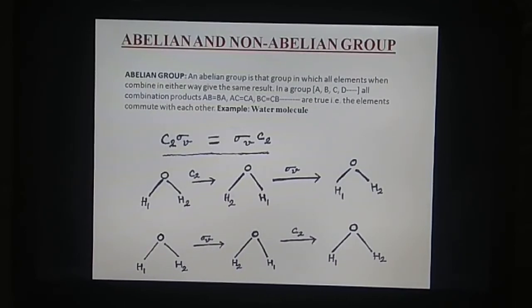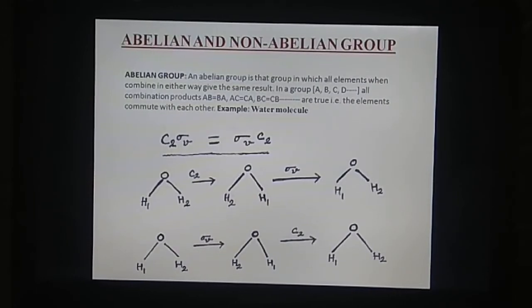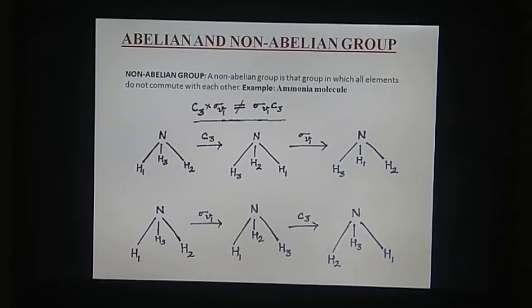Now in the second case, first sigma V is performed and then C2 is performed. But the result or the final configuration remains the same as shown in the picture. Hence, these elements in water molecule commute with each other, and thus water molecule is an example of abelian group. And if this is not equivalent, then that group is known as non-abelian group. For example, if all the elements don't commute, then the group is known as non-abelian group.